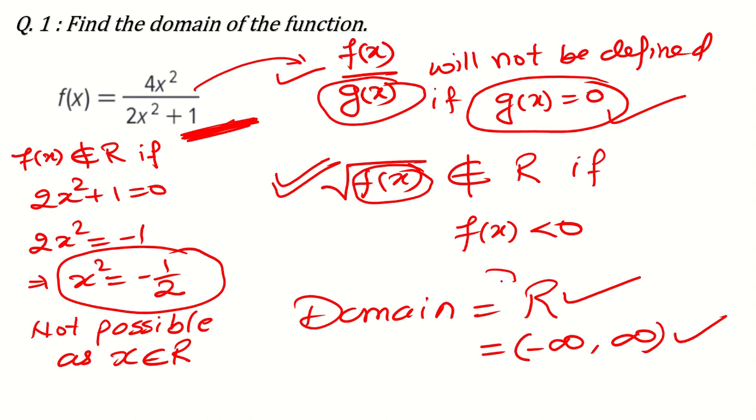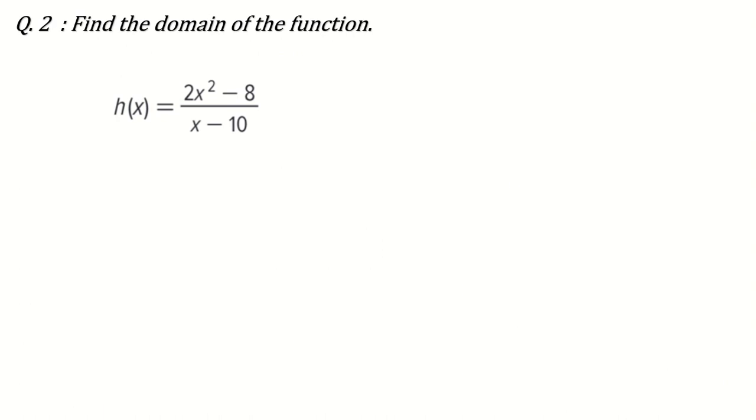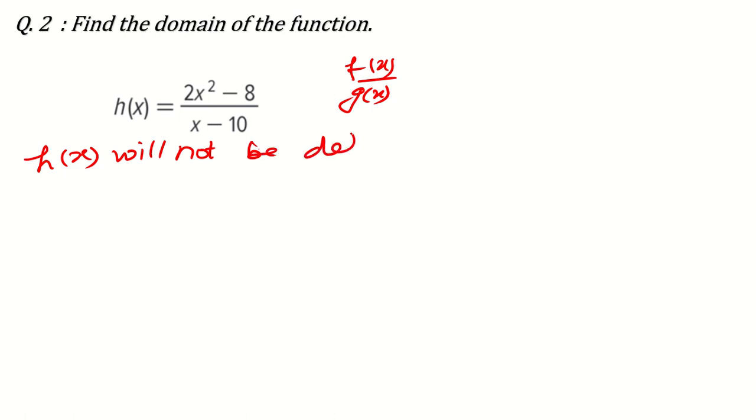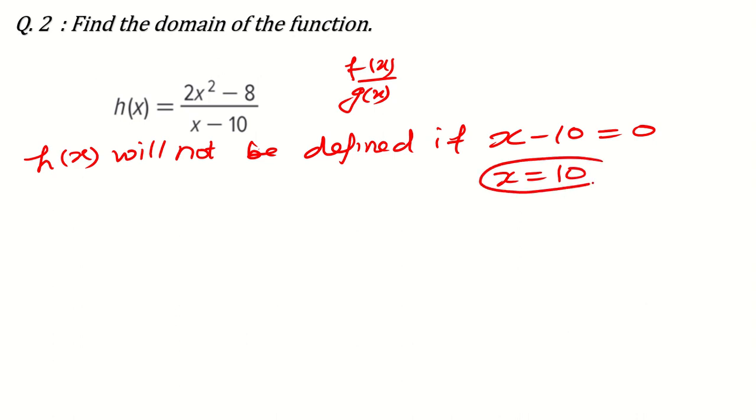Okay, now let's talk about this. You see this type of function, again it is representing f(x) upon g(x). So how will you find the domain? Here h(x) is given. So h(x) will not be defined if the denominator becomes 0. Now x minus 10 will be equal to 0 when x will be equal to 10. So we got one number for which this function will be undefined.